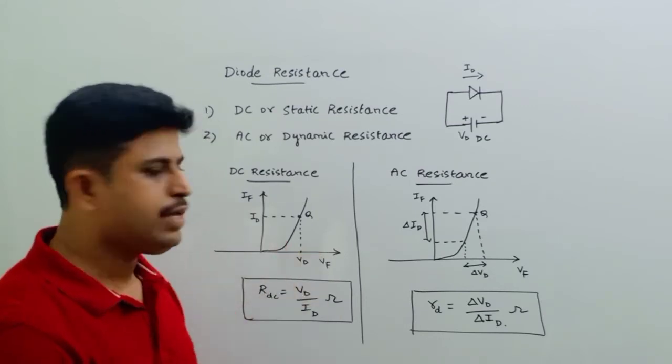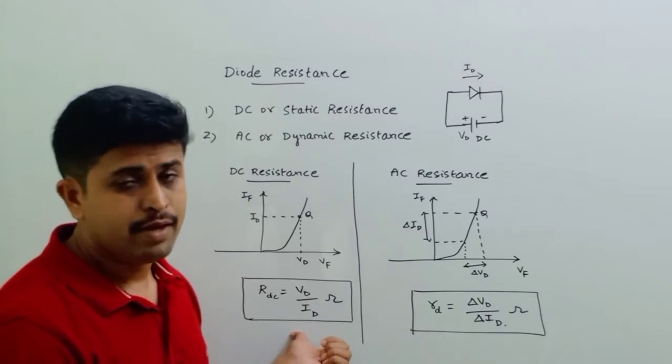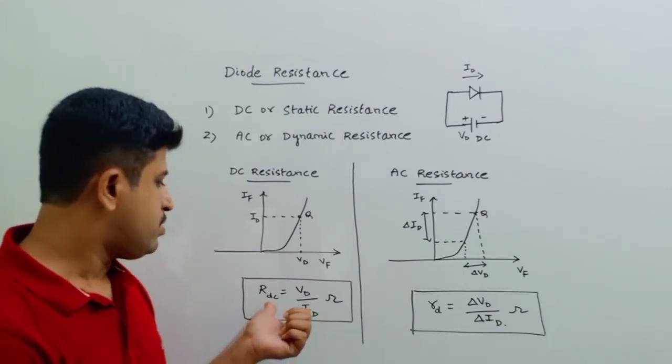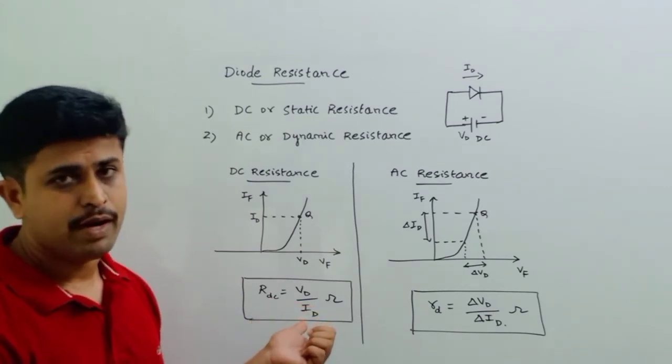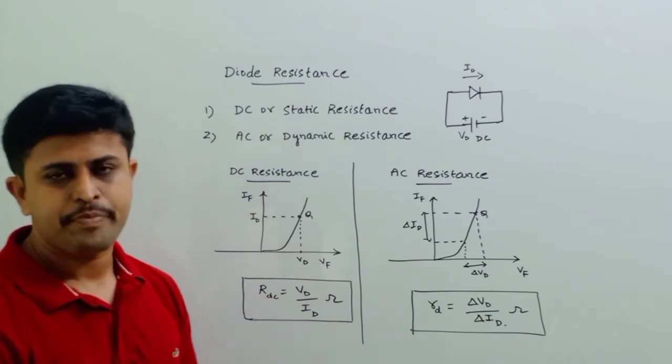So the resistance can be calculated using the relation here, that is the DC resistance is given by VD by ID ohms.